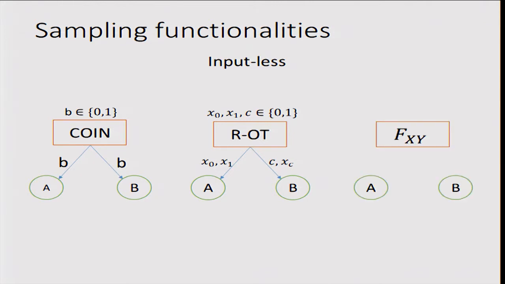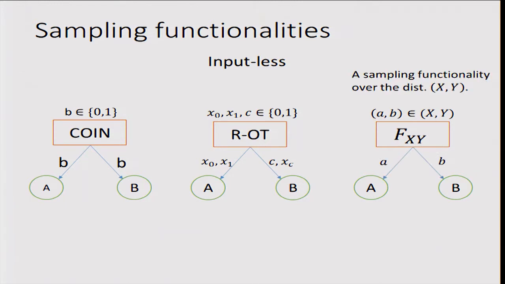More generally, we have a sampling functionality f_xy, which picks a sample (A, B) from a joint distribution xy, gives A to Alice and B to Bob. We call this a sampling functionality over the joint distribution xy.